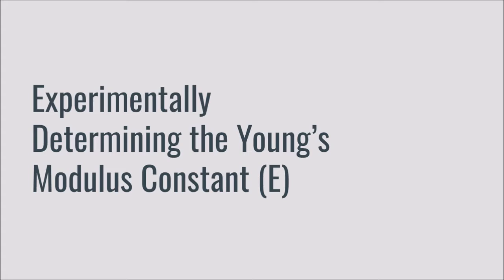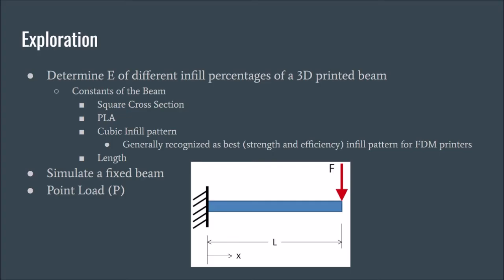Today I will be discussing how to experimentally determine the Young's modulus constant, which is E. So in terms of the exploration, what I'll be doing is determining the E value of different infill percentages of a 3D printed beam. The beam will have a square cross-section, it's going to be made of PLA, and has a cubic infill.